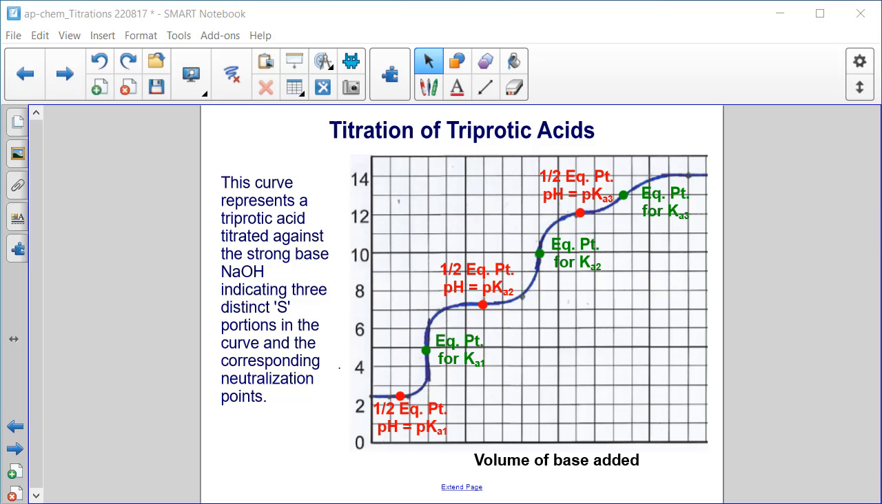This curve represents a triprotic acid titrated against a strong base NaOH, indicating 3 distinct S portions. Here's 1, 2, and 3, corresponding to the 3 different neutralization points, the equivalent point for the first, the second, and the third, and then labeled their half equivalence points as well.